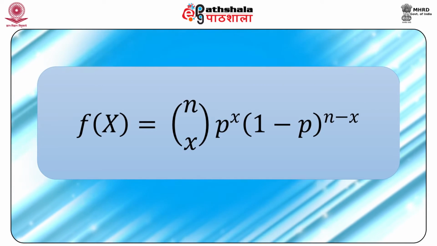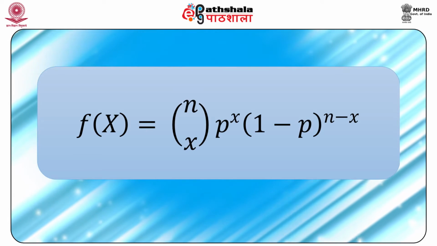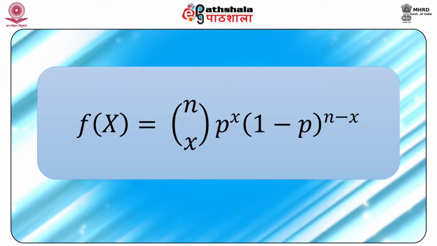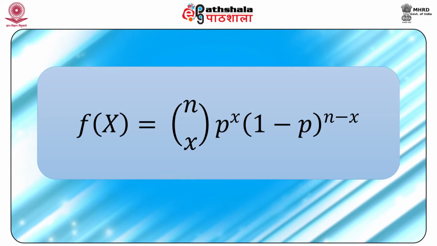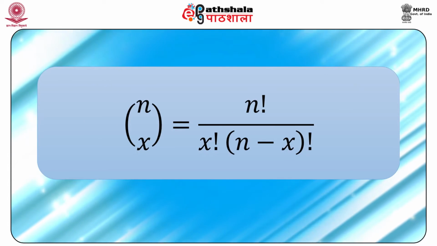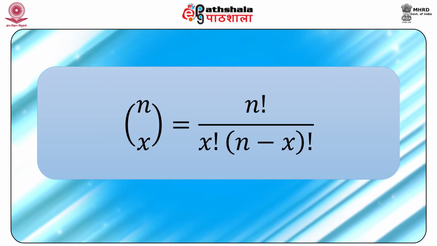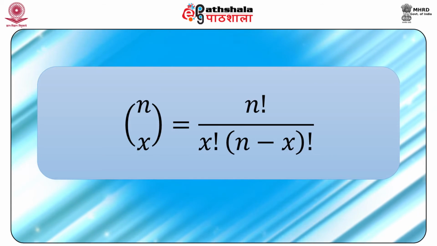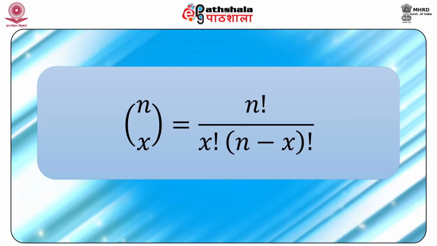Then x follows binomial distribution, whose probability density function is f(x) is equal to nCx into p raised to power x into 1 minus p raised to power n minus x, where x is the number of successes in n trials, and where nCx is equal to n factorial upon x factorial into n minus x factorial. So n factorial is equal to n into n minus 1 into n minus 2, and so on till 1.